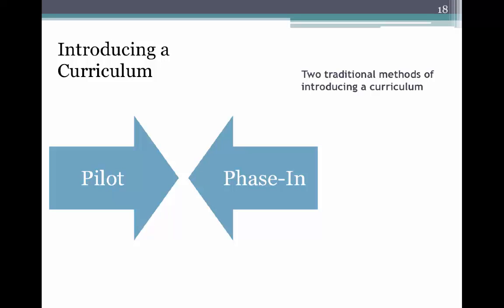After marketing your curriculum, you will need to understand how to introduce your product. There are 2 traditional ways of introducing your curriculum: a pilot versus a phase-in. Both of these have advantages that we will discuss. Occasionally, time and other constraints can prevent you from using one or the other, and the curriculum will need to be introduced in its entirety all at once without a pilot or a phase-in. However, that is less than ideal.